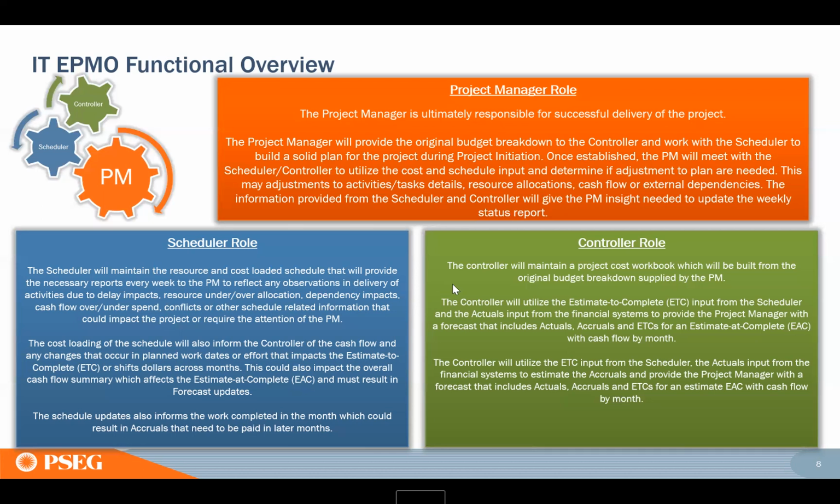As well as the scheduler and controller should be working pretty closely together. If the scheduler says, hey, we're going to get all this work done in December, it looks like it's going to move out to January, look at that and say, oh, well, that's going to move this vendor cost to my forecast and my cost workbook, and talk to the PM about the impacts.